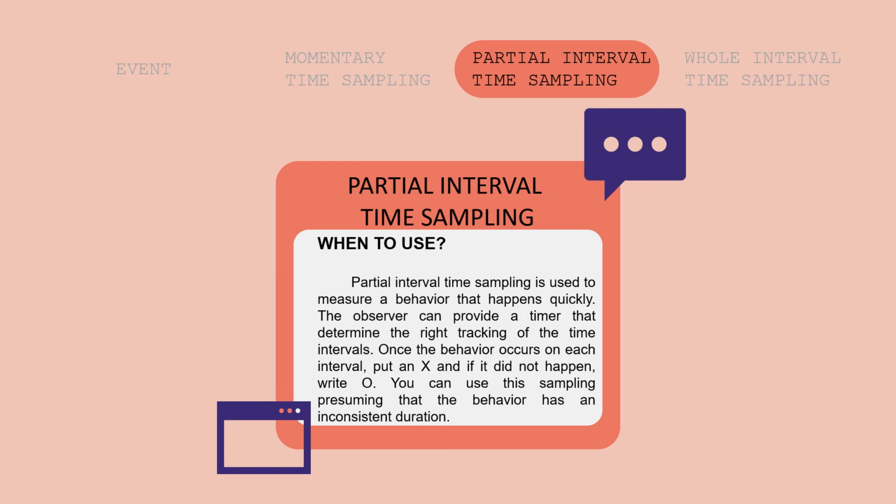For March 26, day 1, total times behavior occurred: 6. Then March 27, day 2: 7 times. March 28, day 3: 4 times. Next, March 29, day 4: 4 times also. And last, March 30, day 5, the total behavior occurred 6 times.